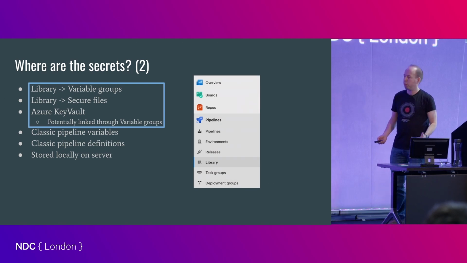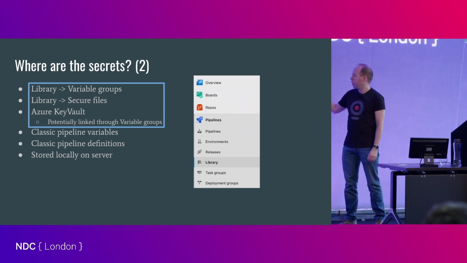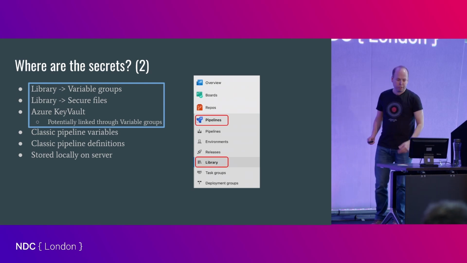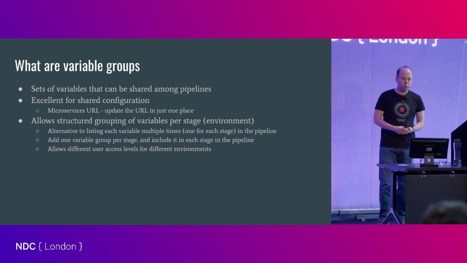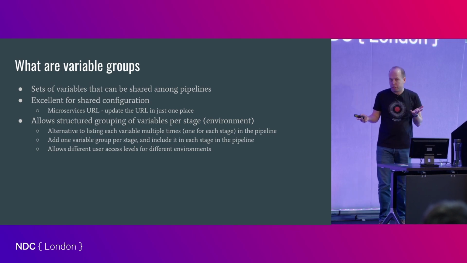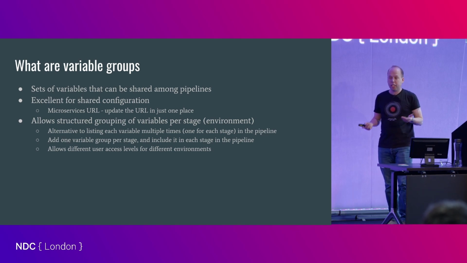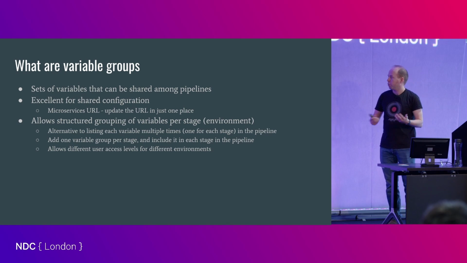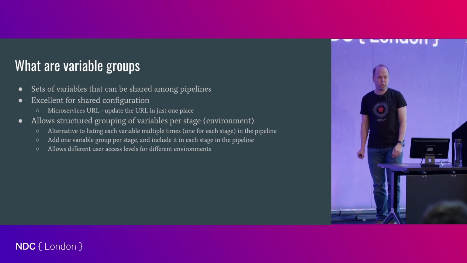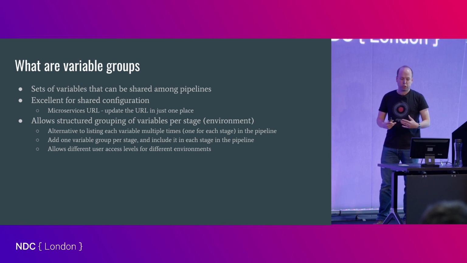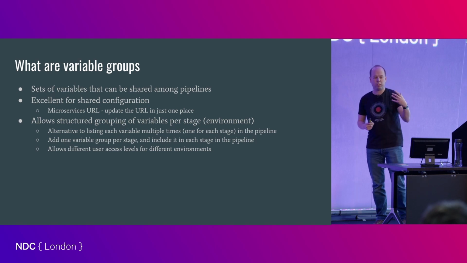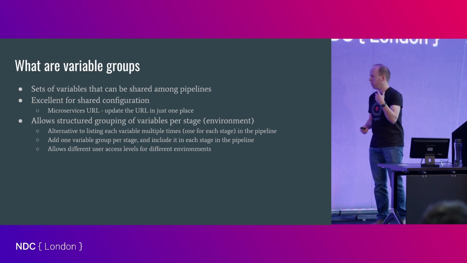And if you haven't used a variable group before, this is where you find it. So you go to your pipelines, you go to the library, and there you go. Let's look at what a variable group is for. It's just what it's called. You can set up a set of variables there, and they might be non-secrets or they might be secrets. And it's an excellent way to share configuration between your builds or different environments. Like a microservice URL, you only have to update it in one singular place. And it allows you to structure your variables for each environment. At least that's what I like to do. So I have a group for system test, I have one for staging, and I have another one for production.